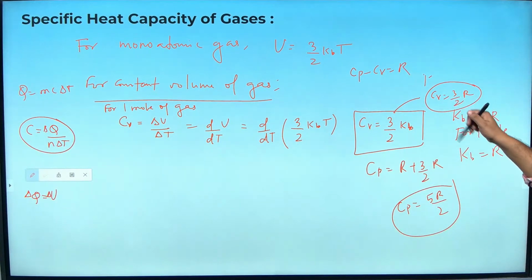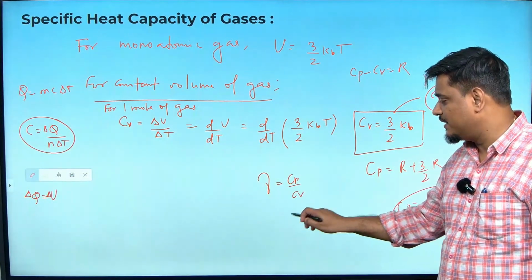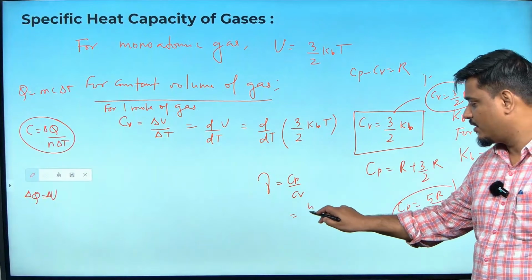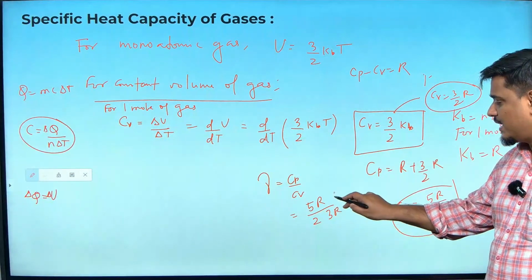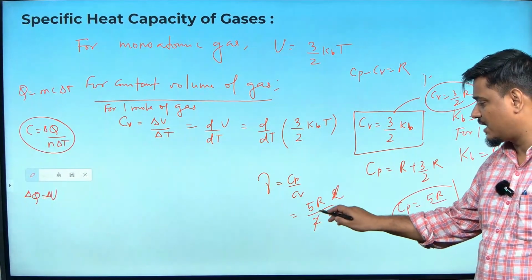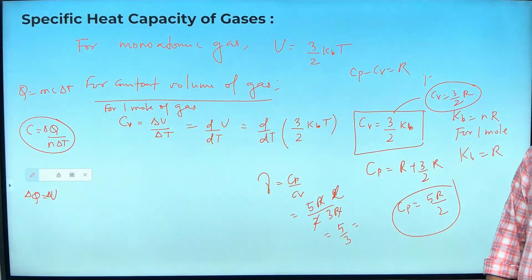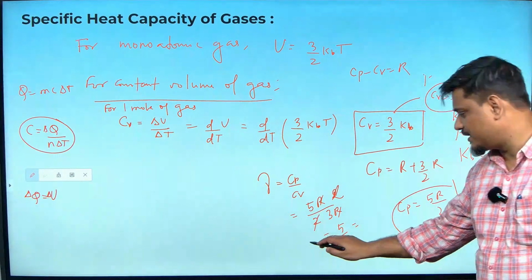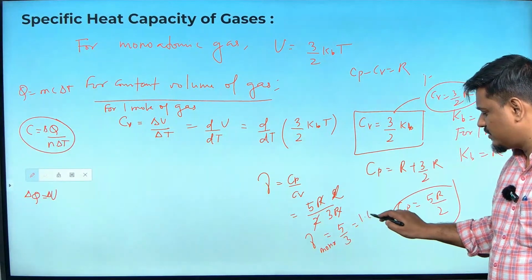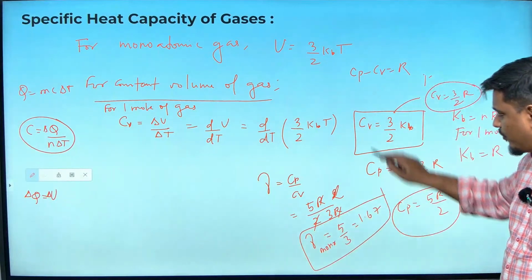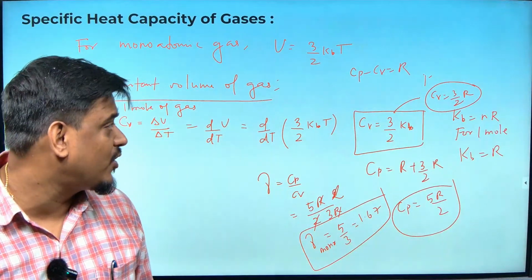So you have CP value, you have CV value. You can find gamma. Gamma is equal to CP by CV. What is CP? 5R by 2. What is CV? 3R by 2. 2 gets cancelled, R gets cancelled. What is 5 by 3? Yes, 1.67. It is 1.6666, a vulgar fraction. So gamma of a monoatomic gas is 1.67. Very important for competitive examination, these things.